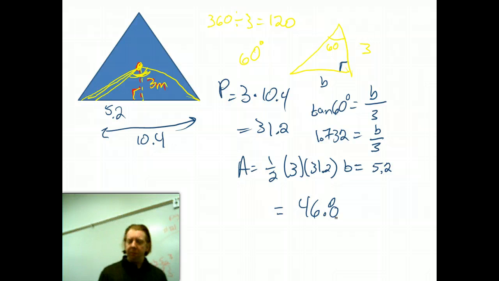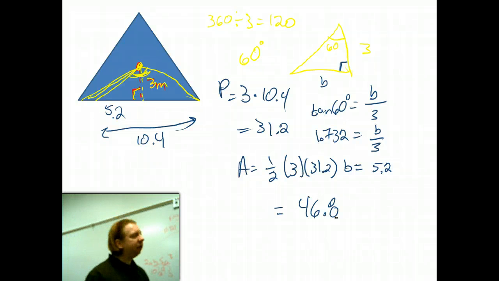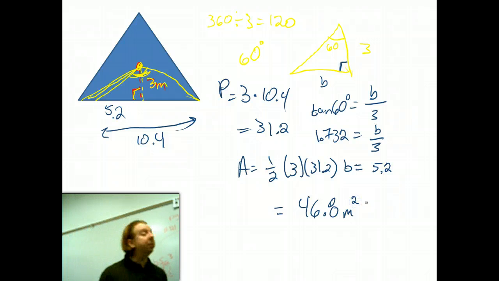Ballpark-wise, half of 31 is going to be around 15. 15 times 3 is about 45. The answer's in the right ballpark. And then units, in this case, everything was in terms of meters, so I should be proper and say meters squared. Sorry, square meters as my area.